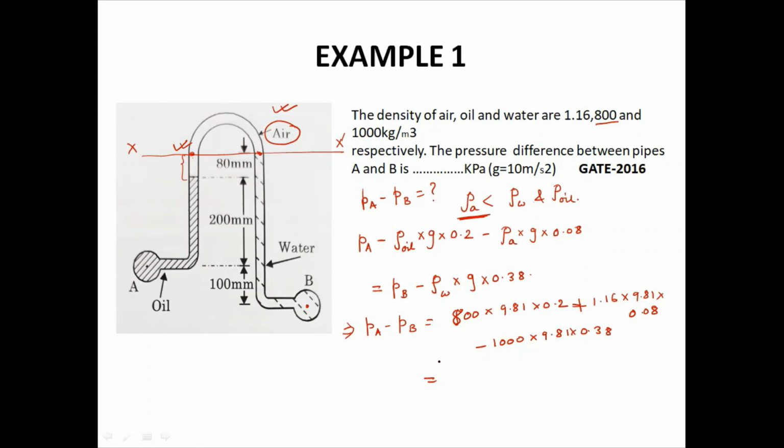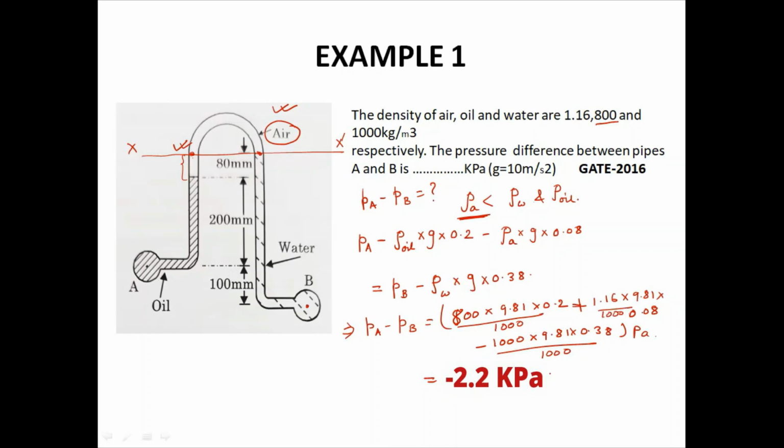In terms of kilopascal, they are asking for the answer in kilopascal. So kilopascal is divided by 1000. You divide all the terms by 1000, because this comes in terms of pascal. So the total divided by 1000 will come to nearly minus 2.2 kPa, kilopascal. So you have to divide all the terms by 1000, and it will come to nearly minus 2.2 kilopascal.